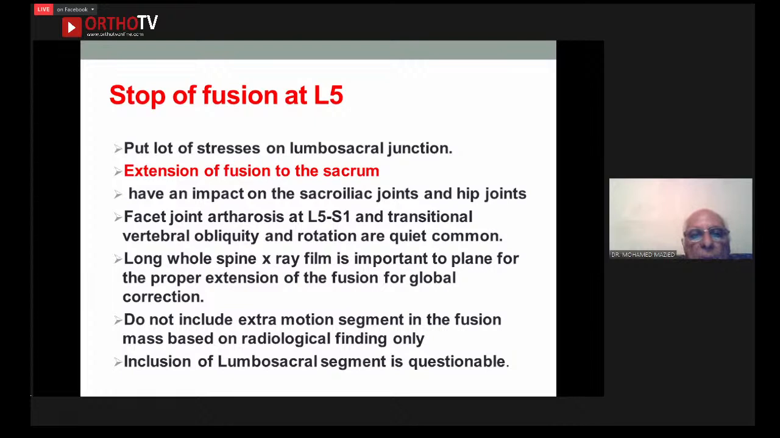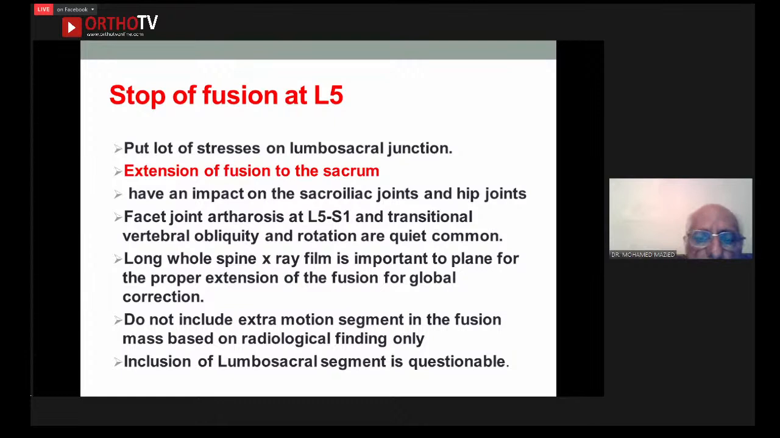A long horizontal spine X-ray film is important for the proper extension of the fusion, for the global correction of the spine. The global correction of the spine, not the lower segment only or the upper segment only, at such an elder age group, which is a risky operation because the patient has comorbidities.